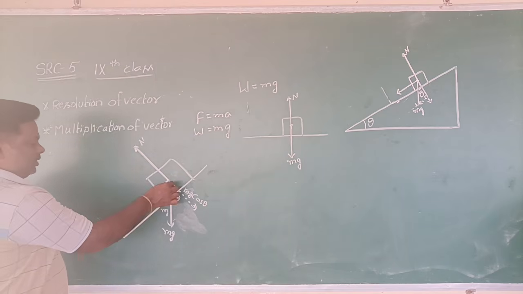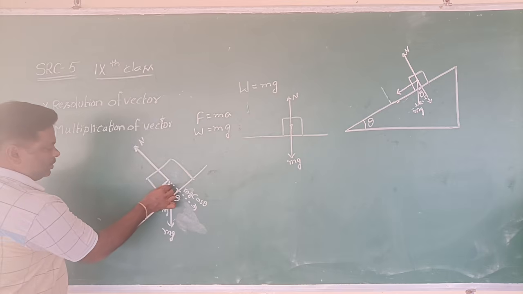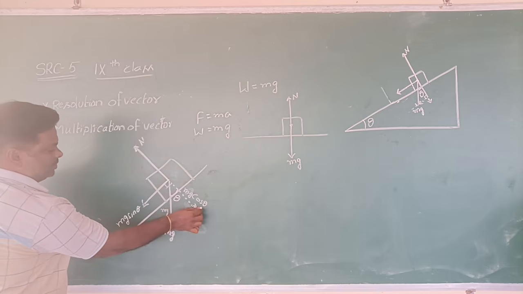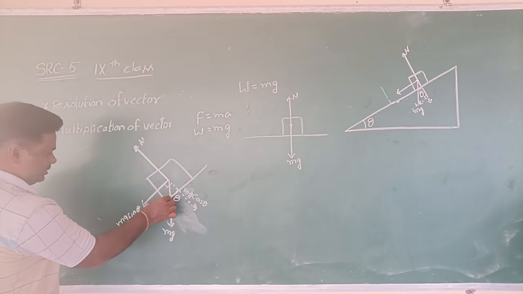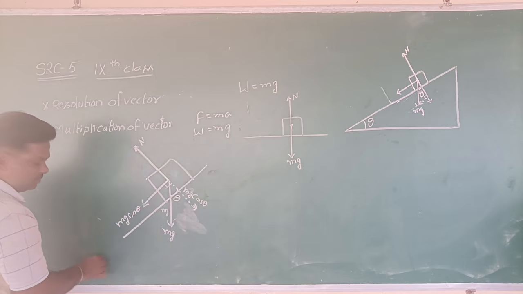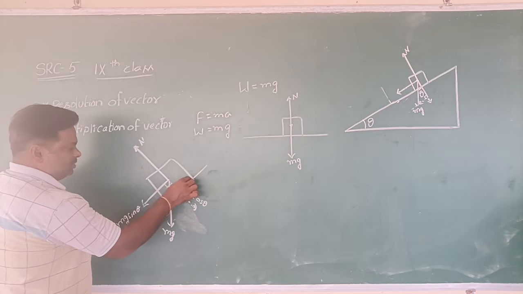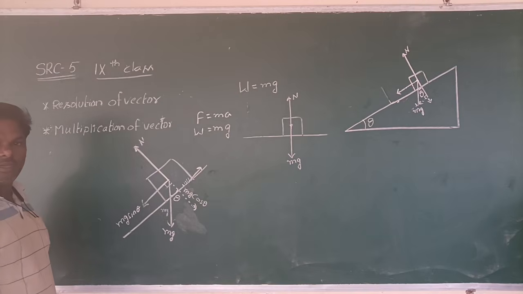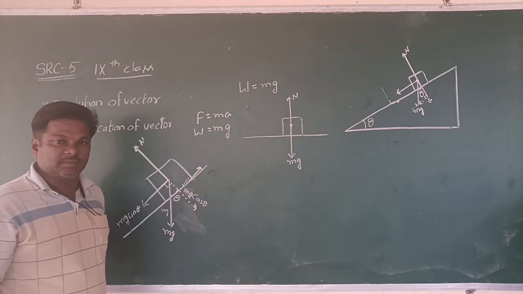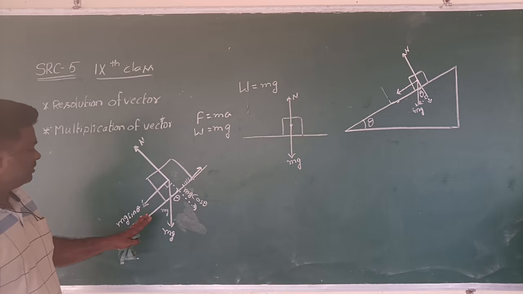So here mg is a weight which is resolved into perpendicular components. One is mg cos theta, which is opposite to the normal. One is mg sin theta, acting towards the ground. Suppose it is at rest due to friction, then this frictional force will be equal to mg sin theta. Okay. Later in classes we will discuss this one. So this is how weight will resolve.